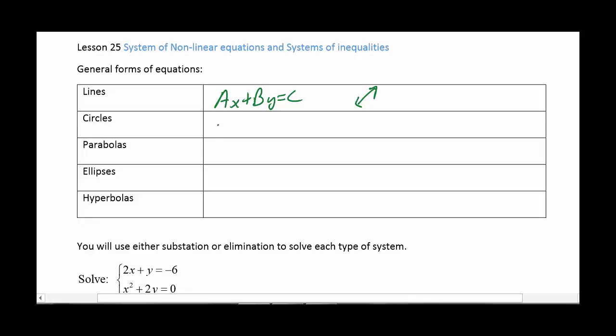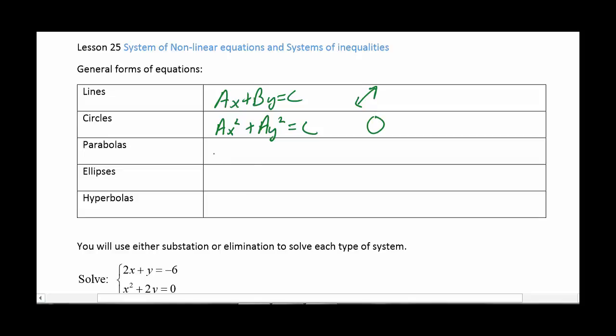Circles have an x squared and a y squared, and equal some sort of constant. And again, the idea is that there's a plus in between and that it's the same number for both. And of course, a circle is round.